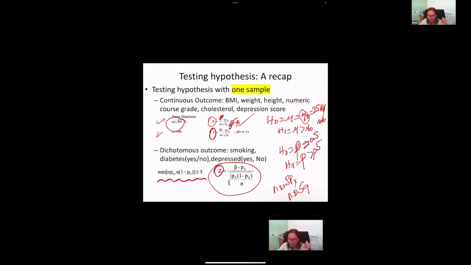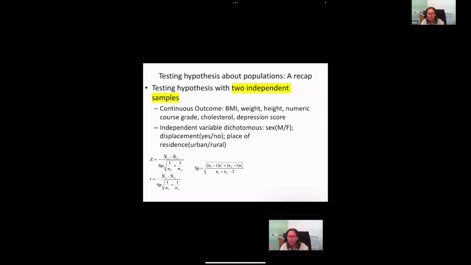So one sample, meaning that I'm interested in one population, university students or adults in Lebanon. I take one sample, I calculate the mean, or I calculate a proportion and test the hypothesis. Another test of hypothesis is when I have two samples. So I'm testing hypothesis about two populations. Sorry, I forgot here to put two populations.